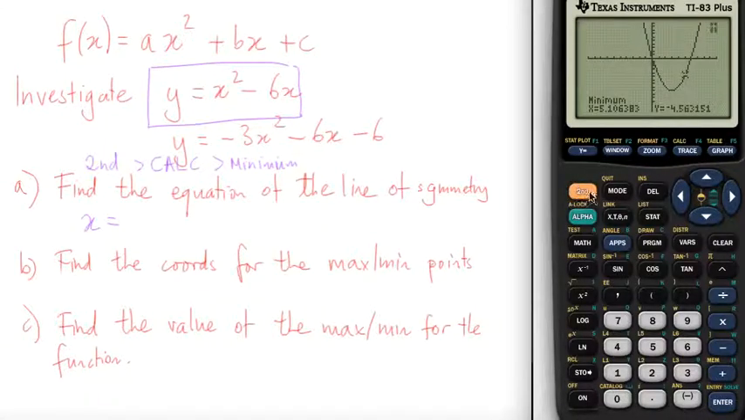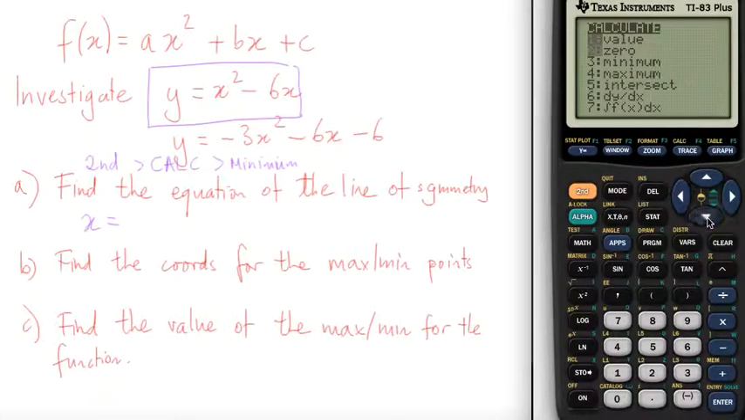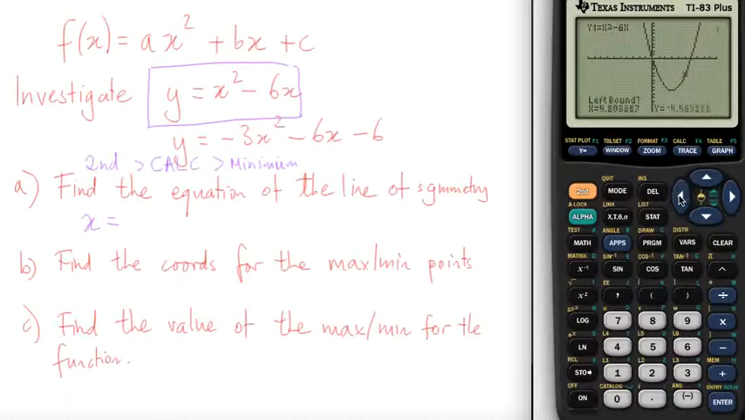To do it again, second calc, minimum, left bound, go to the left of the minimum using the left cursor key, enter, right bound, that's better, go to the right of it, enter, and then enter again. And I've got minimum equals 2.9999985, which we have to approximate to 3. The calculator gives us only a not very exact value, so the exact value is actually 3.